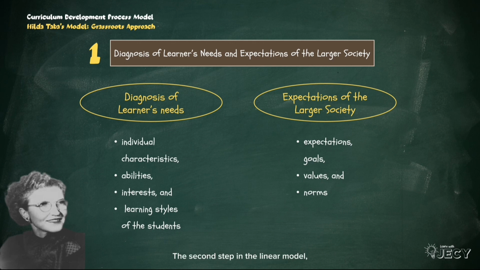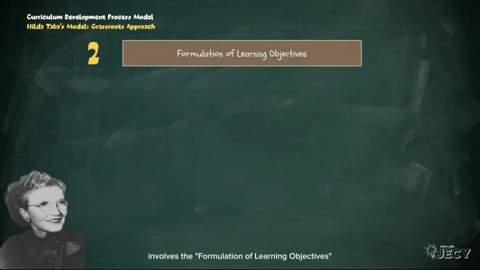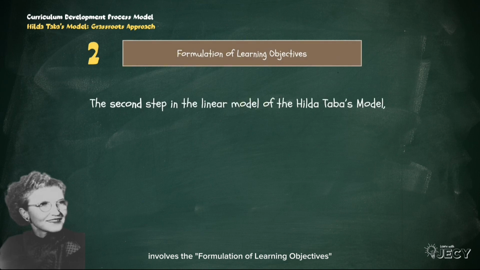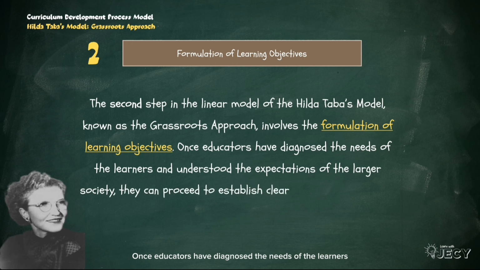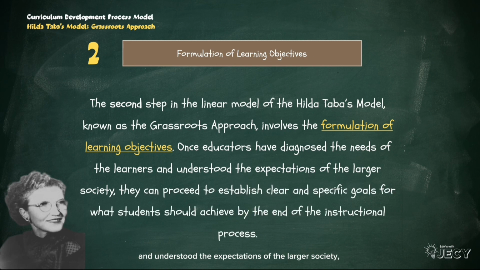The second step in the linear model involves the formulation of learning objectives. Once educators have diagnosed the needs of the learners and understood the expectations of the larger society, they can proceed to establish clear and specific goals for what students should achieve by the end of the instructional process.